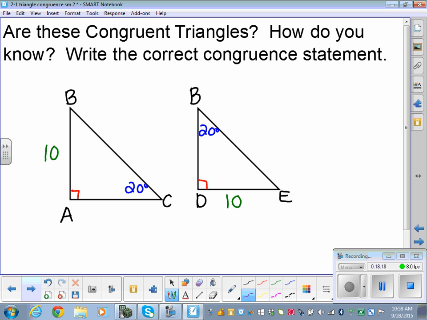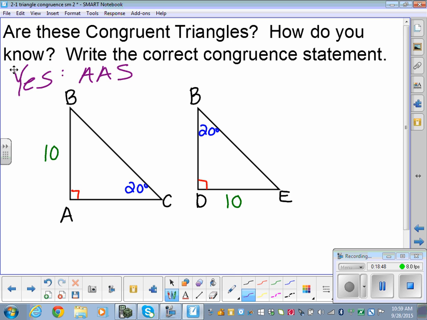So let's look at this one and decide if we know for a fact that these two triangles are congruent and how. So yes or no, are these triangles congruent? You say yes. So you say yes by what? Angle, angle, side. Let's check. So that was 20, 90, 10. Let's see if that happens on this triangle over here. 20, 90, 10. Same order? Same thing? Yes. So very good. Angle, angle, side. Any questions on that part?